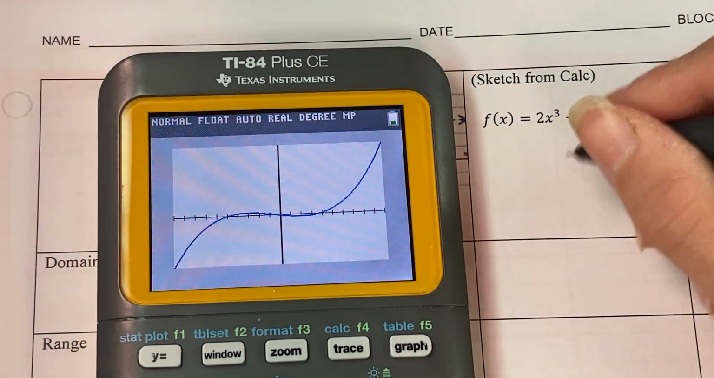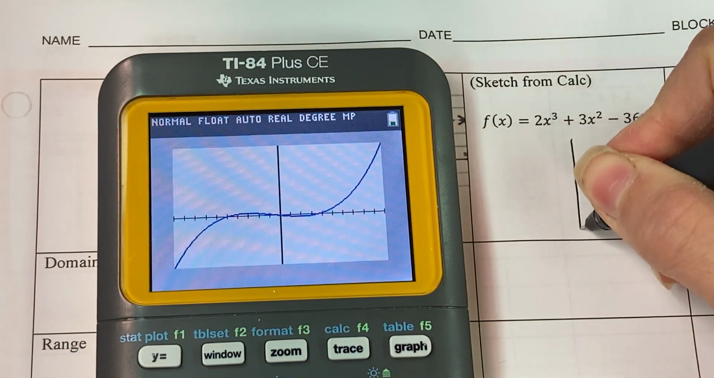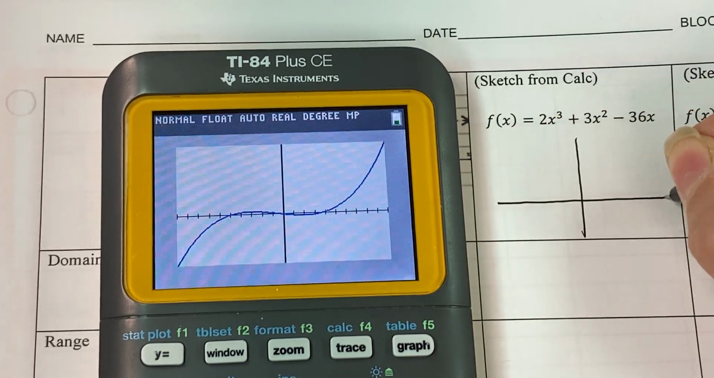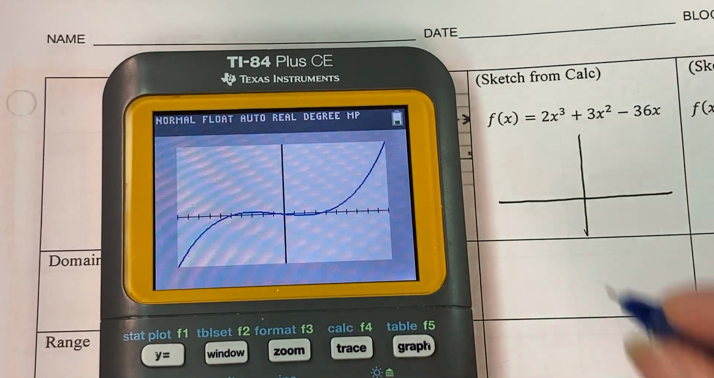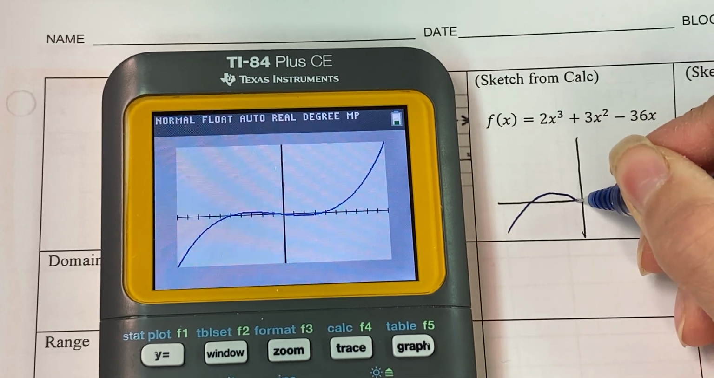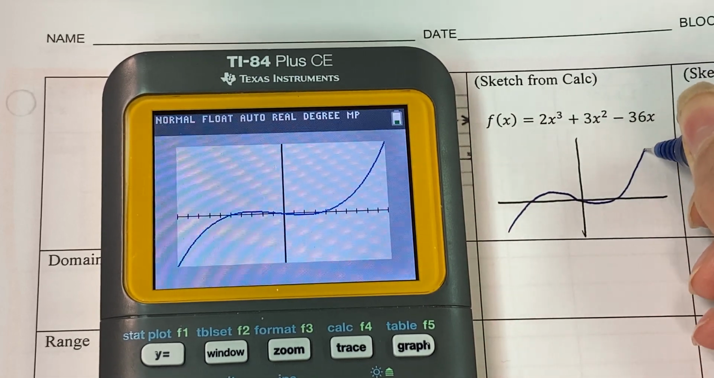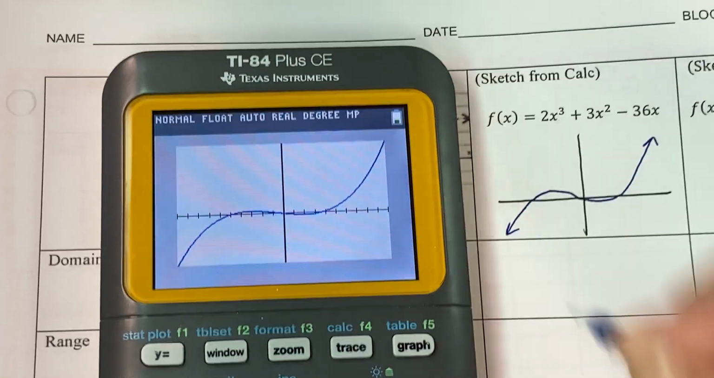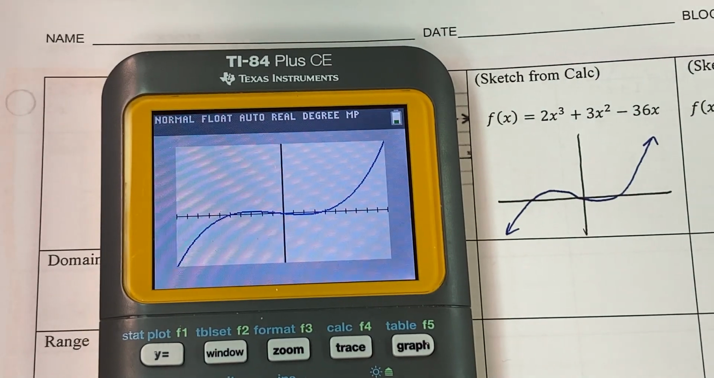That's much better. So I'm gonna go ahead and just sketch this on a little coordinate plane here. So it looks like I'm going like this, and then I come back down, and then I go back up, making sure we put arrows on our sketch.